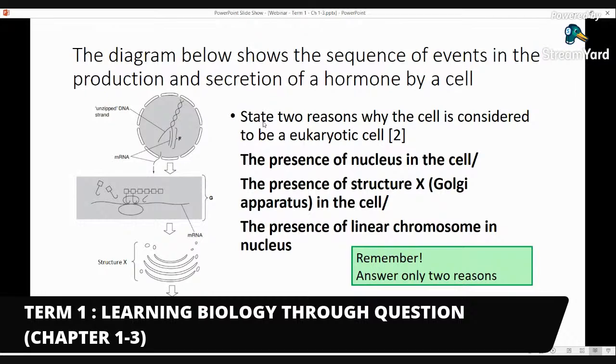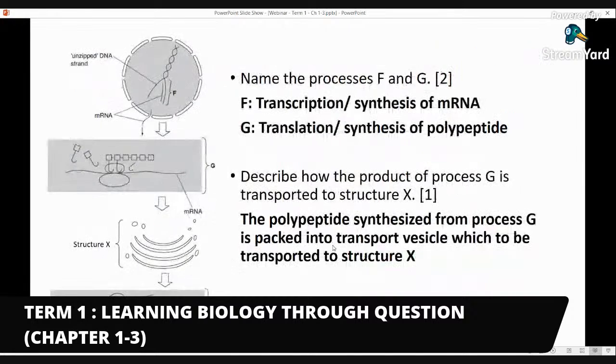If the question says, give 2 reasons why the cell is considered to be a eukaryotic cell. From the diagram, the presence of a nucleus in the cell and the presence of structure X, the Golgi apparatus, in the cell. Students also can write the presence of linear chromosomes in the nucleus. So don't write more than 2 reasons.